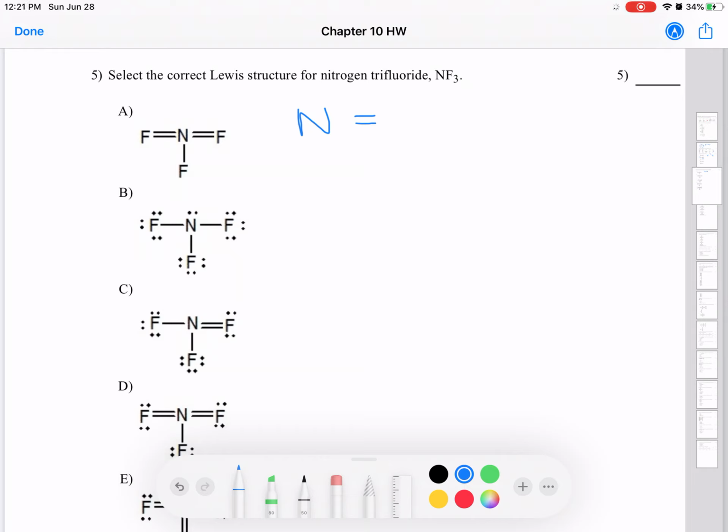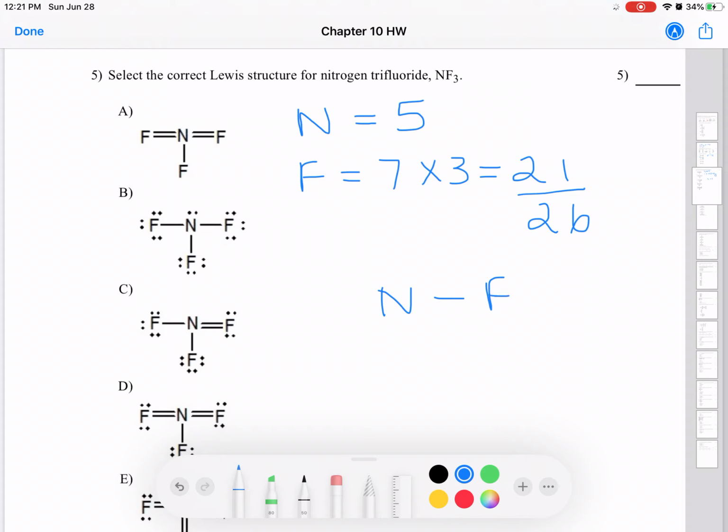How do you find the valence electrons? You look at the group number. Nitrogen is group 5, it has 5 valence electrons. Fluorine is in group 7 and there are 3 fluorines, so 7 times 3, 21. So 21 plus 5 is 26. And we put nitrogen in the center because it's the least electronegative atom.